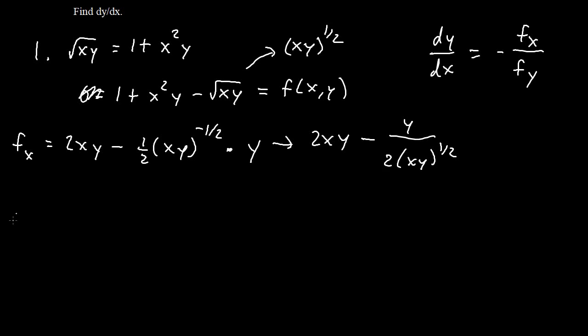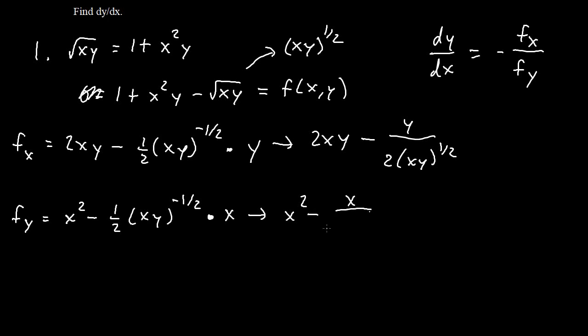So now let's find the partial derivative of f with respect to y, or f sub y. So this time y is going to be the variable, everything else is a constant. So the derivative of 1 is 0, plus the derivative of x squared y, which is just going to be x squared. And then minus, now we have the derivative of xy to the 1/2. Same process: we get 1/2 times xy to the negative 1/2 times the derivative of x times y. If y is the variable, the derivative is going to be x. And so to simplify, we will get x squared minus x over 2 times xy to the 1/2.